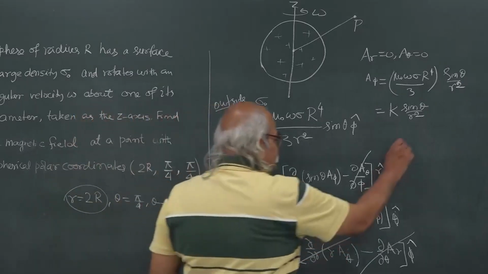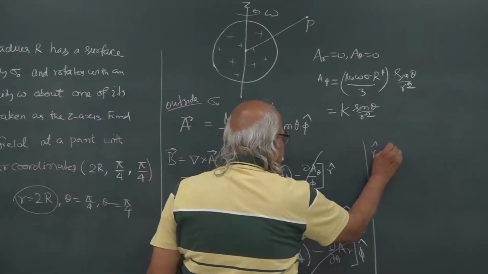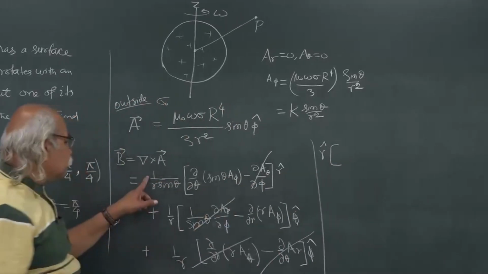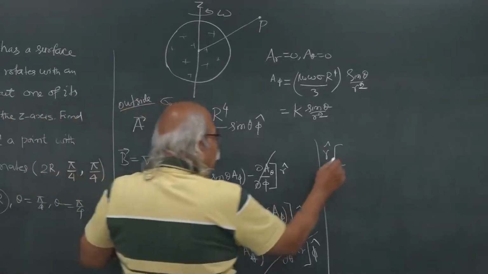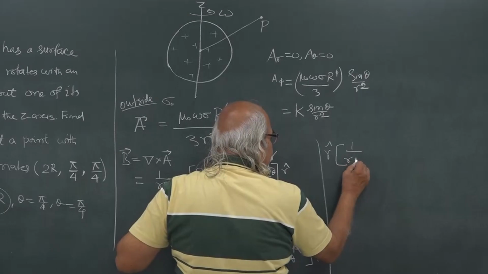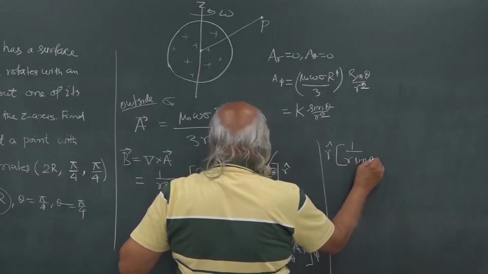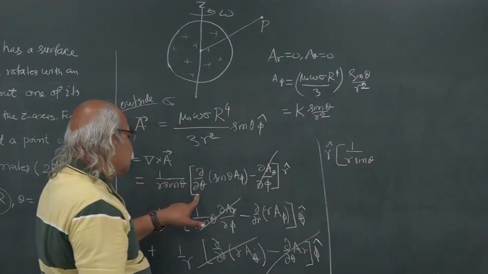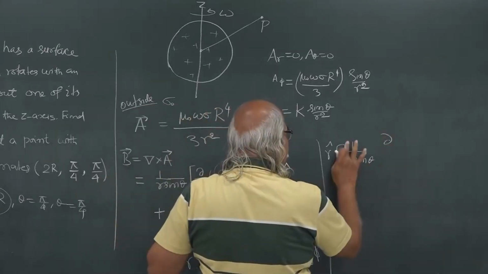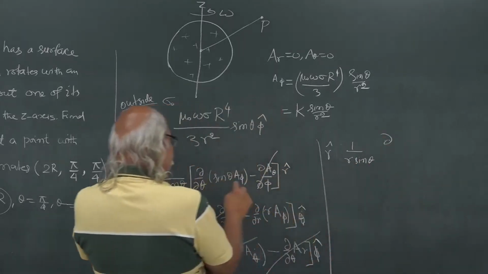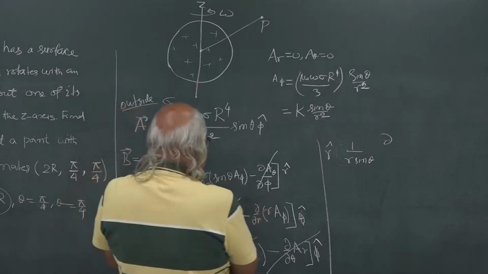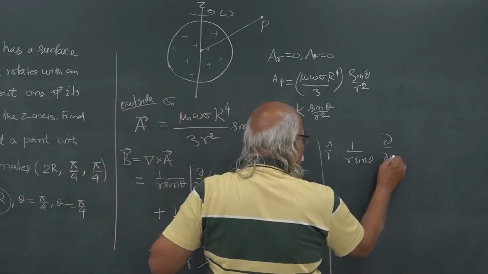So, let us write that r component. What is the r component? This one, 1 by r sin theta, good, 1 by r sin theta, del by del theta of, okay, this square bracket is no more needed, I have only one term, del by del theta of what?